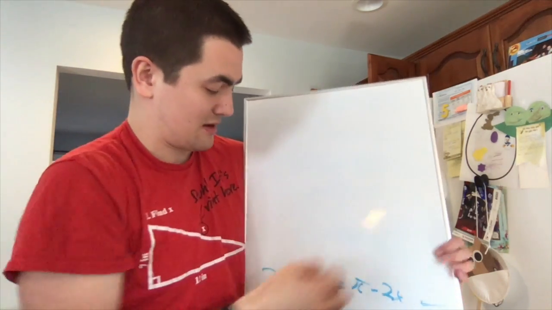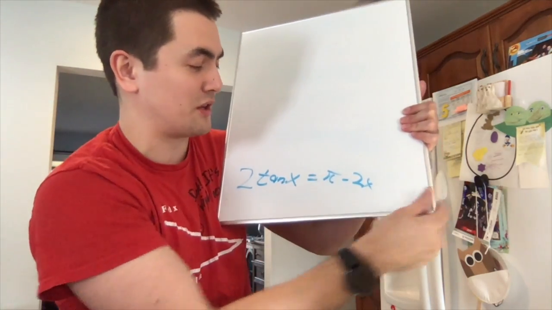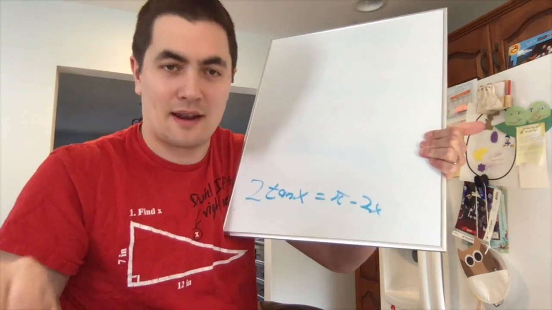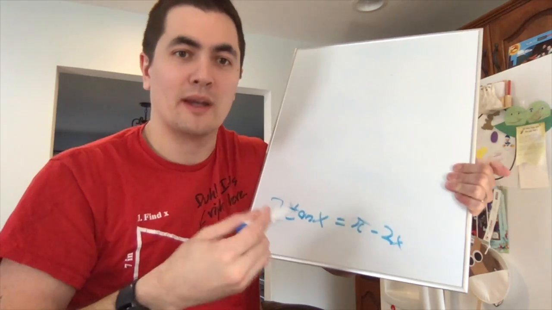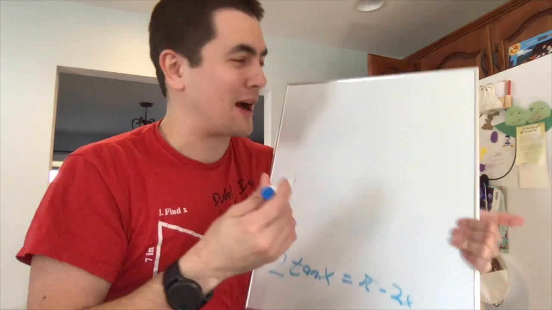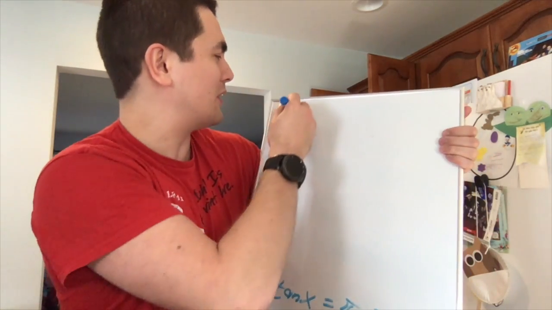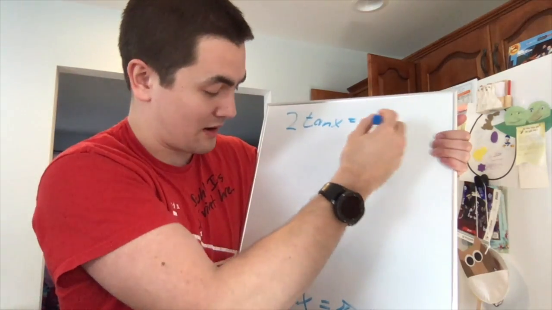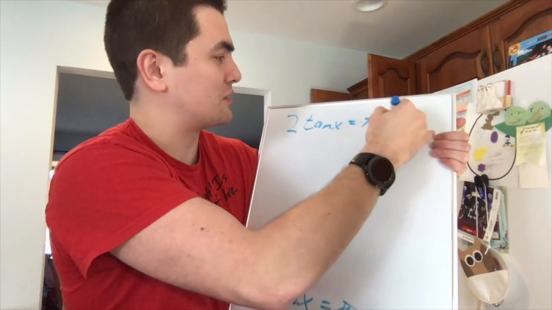But you'll notice that with this equation here, they want you to figure out what x value this is. You can't do this analytically. You have to do it graphically, or you have to do some kind of approximation here. So here I have 2 tangent of x. I'm just copying it down here. And I got pi minus 2x.